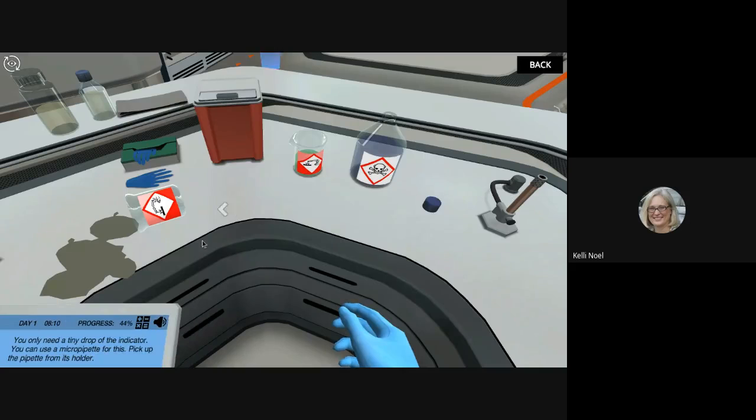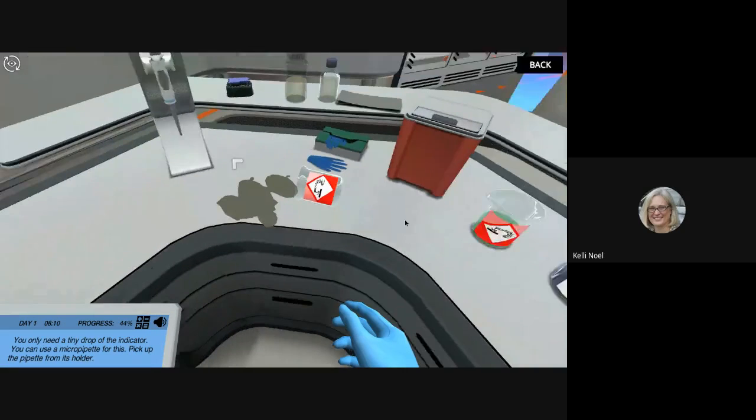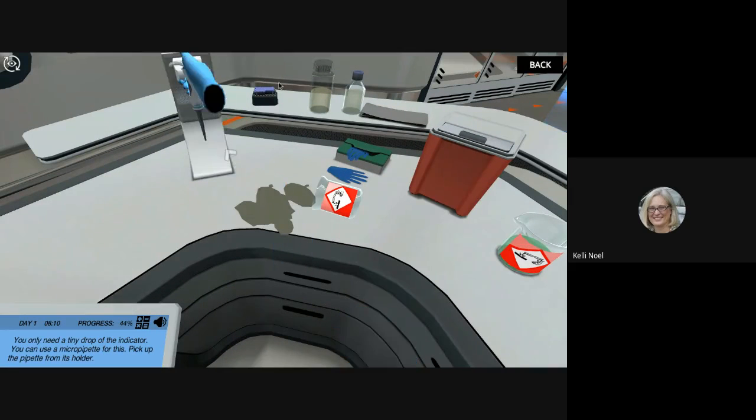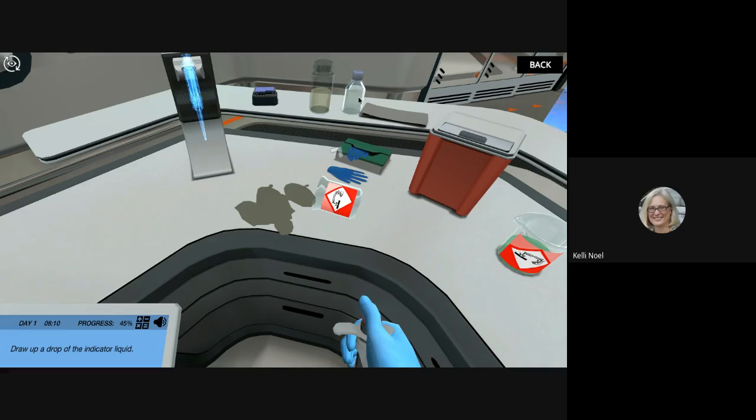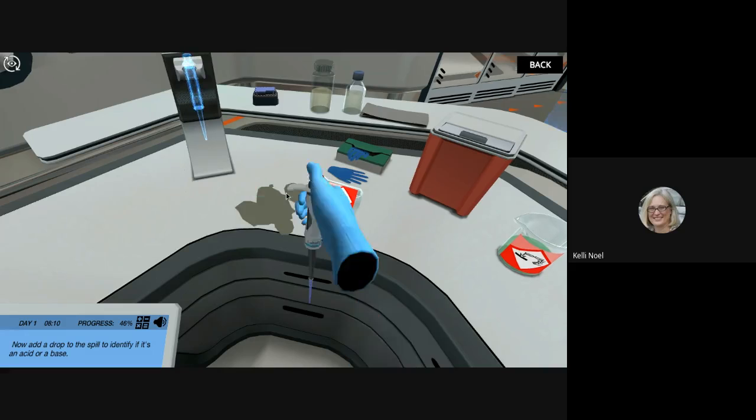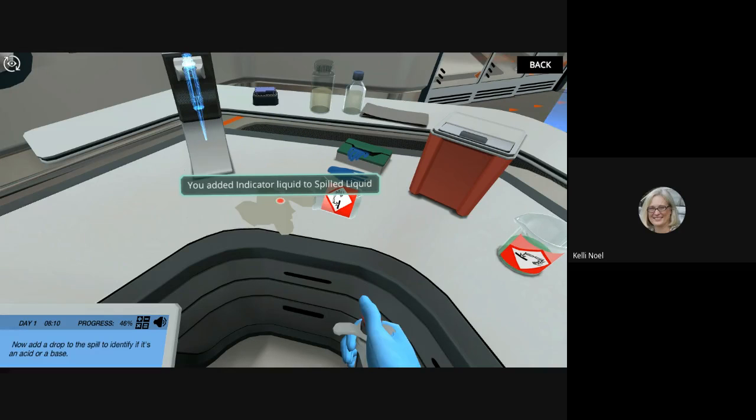You only need a tiny drop of the indicator. You can use a micropipette for this. Pick up a pipette tip from the box. Draw up a drop of the indicator liquid. Now add a drop to the spill to identify if it's an acid or a base.